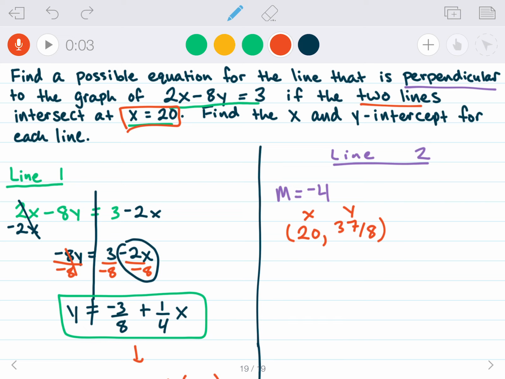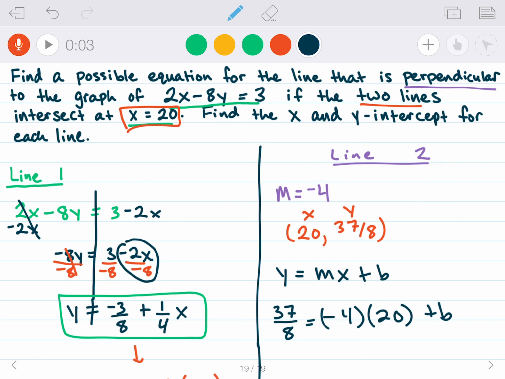So for line 2, we have a slope, we have a point. Let's go ahead and find b. So we have y equals mx plus b. We know y is 37 over 8. m is negative 4. x is 20. We're trying to find b. Okay?